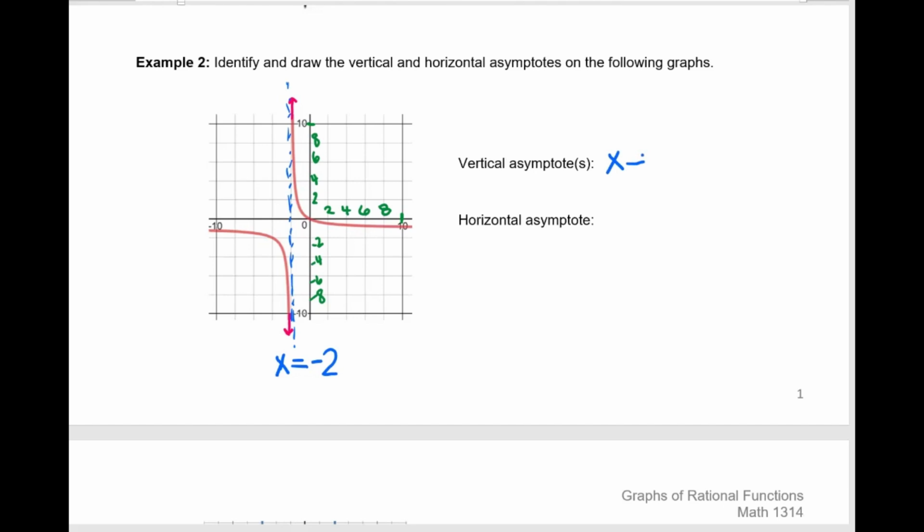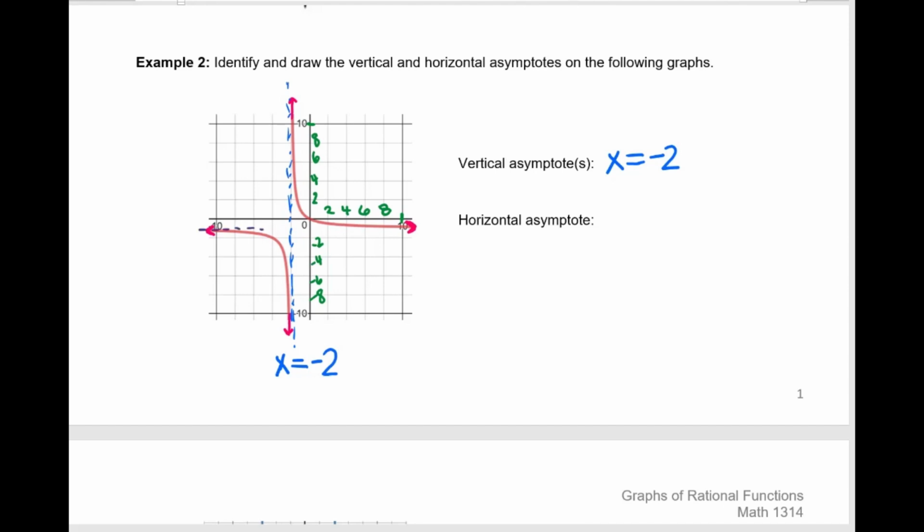You have to have the x equals. If you just put -2, you're giving a number, not an equation of a line. And your asymptotes are actual lines. Let's see if there's a y asymptote or horizontal asymptote, which is going to be a y equals. So that's where our graph tends to flatten out or get really close to a number. So if you notice on the right-hand side, we start to flatten out where x is over by 10, and flatten out on the left where x is over by -10.